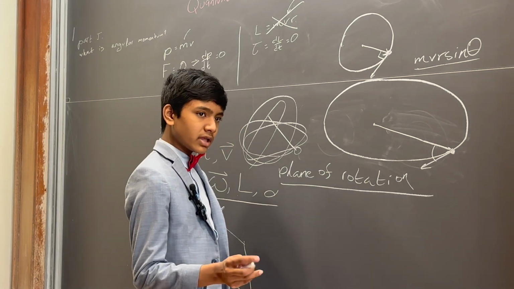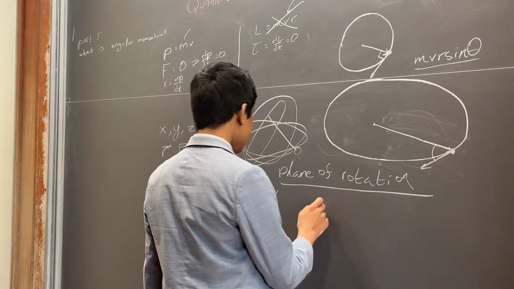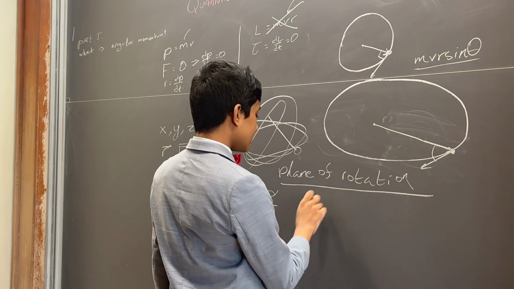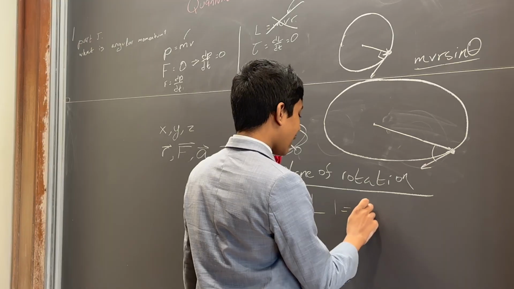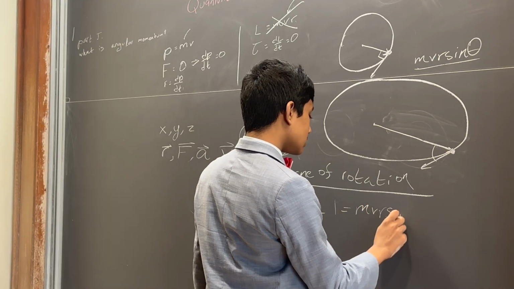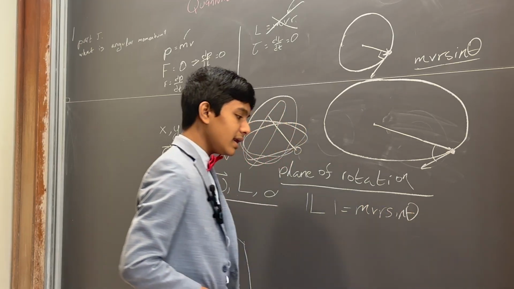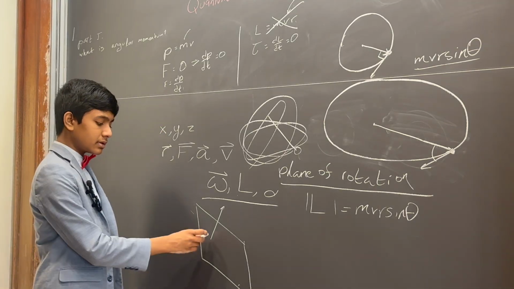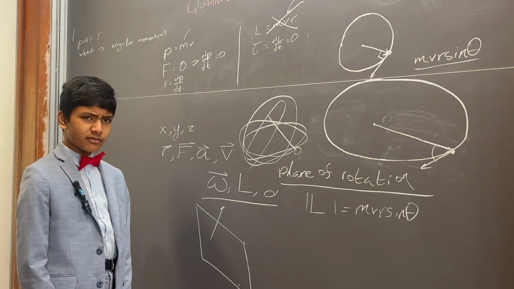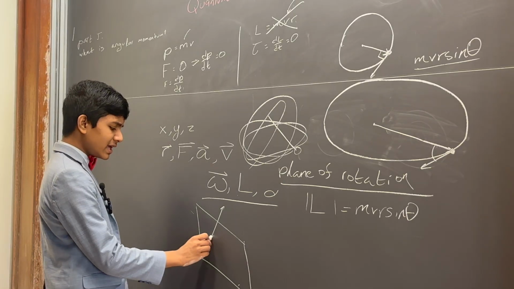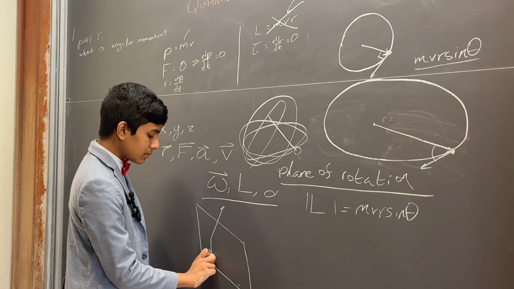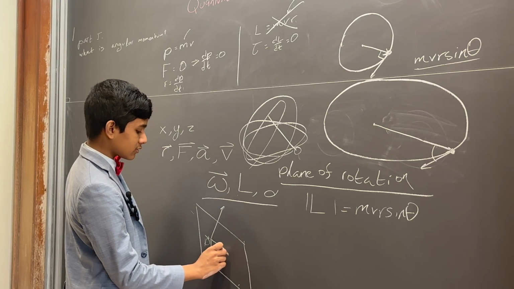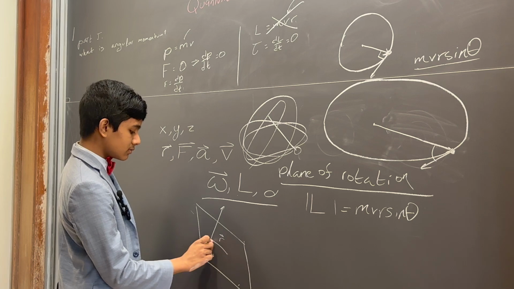Okay, so there we go. We've now defined L, angular momentum, as having a magnitude of MVR sine theta and being perpendicular to the plane of rotation. What is the plane of rotation? Well, it's the plane that's being shared by the momentum and the radial vectors. That's how you define it.